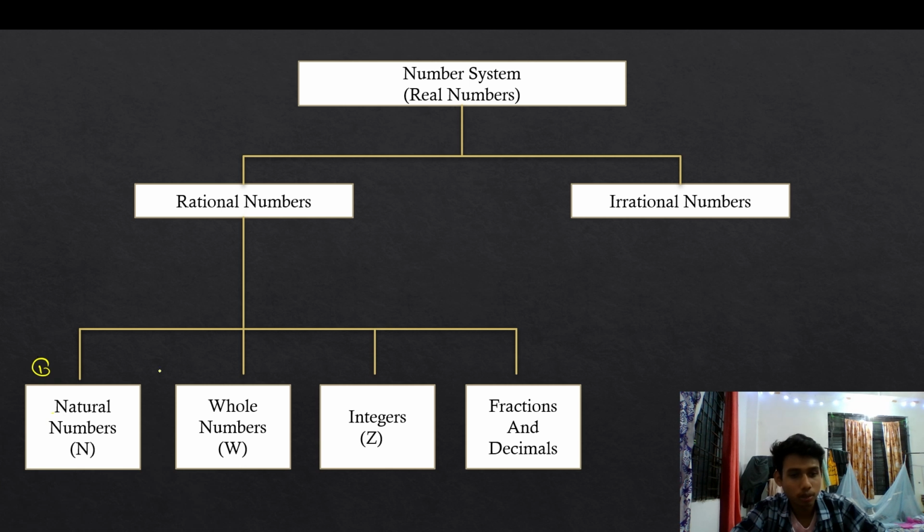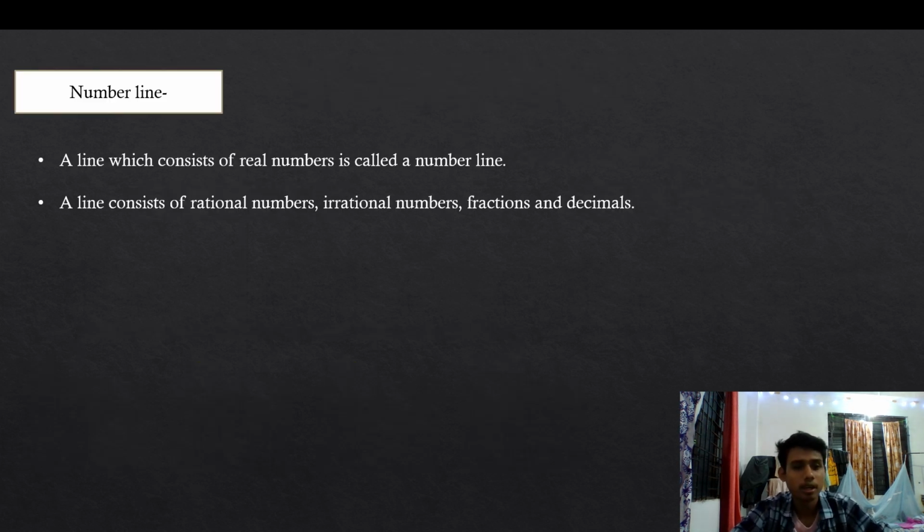Number one, the natural numbers, two, whole numbers, three, integers, and four, fractions and decimals. Now, before talking about all this in a broad sense, let us understand what is a number line. Now, number line is a line which consists of real numbers. That means a line which consists of both rational numbers, irrational numbers, fractions and decimals. That means all kinds of numbers that can be imagined are situated in a number line.